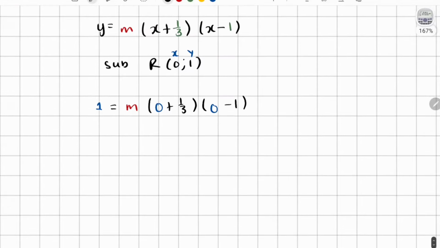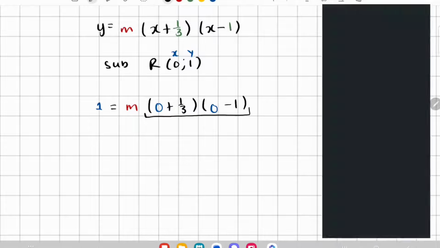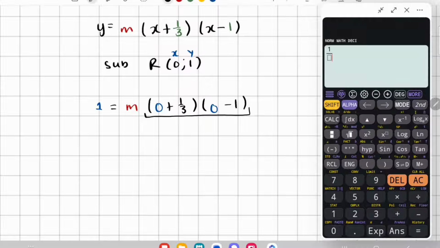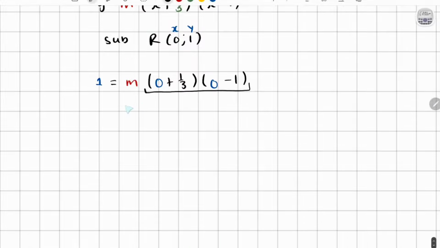Okay, so let's simplify and figure out what these ones are going to be. First of all, 0 plus 1/3 is just 1/3. 0 minus 1 is negative 1. So that's 1/3 times negative 1. What does that give us on the calculator? So 1/3 times negative 1, that's of course going to be negative 1/3. Okay, so we have m and then negative 1/3 and 1.